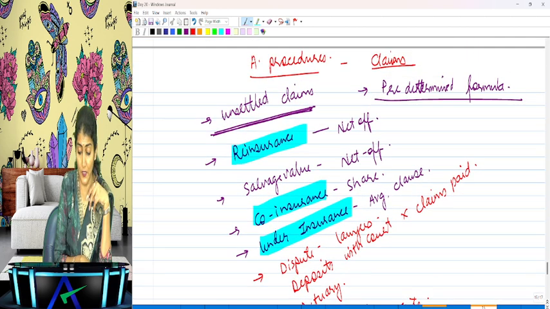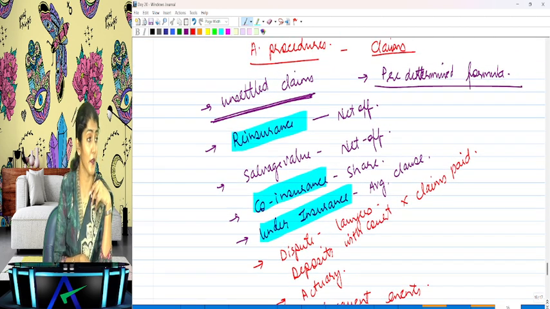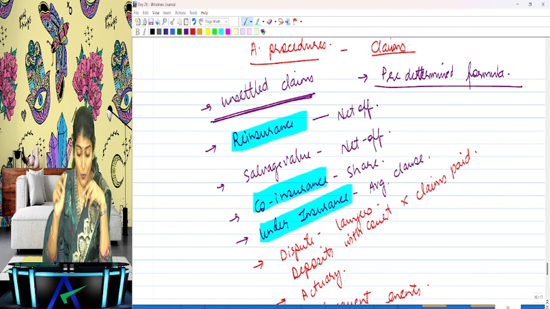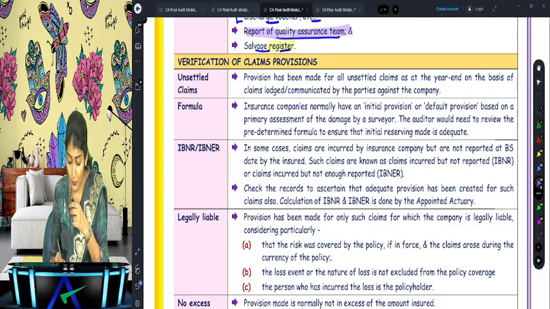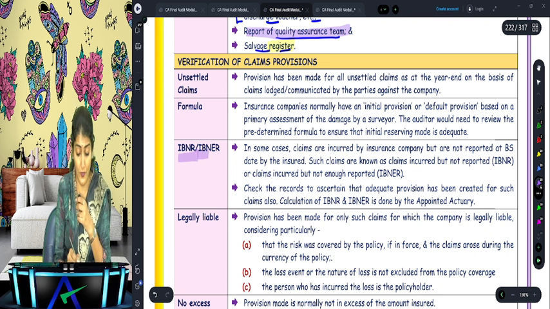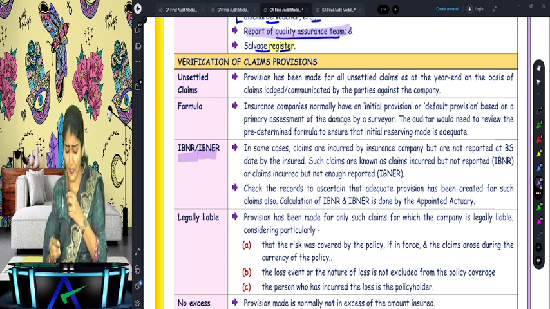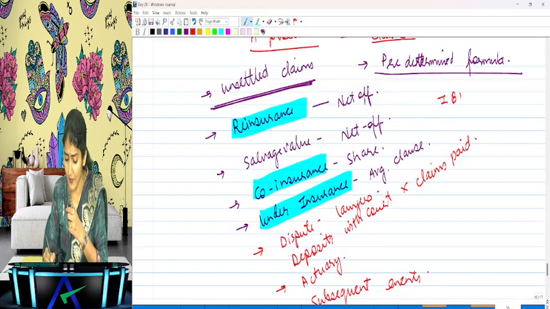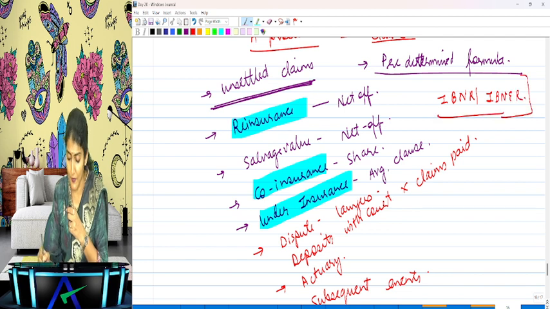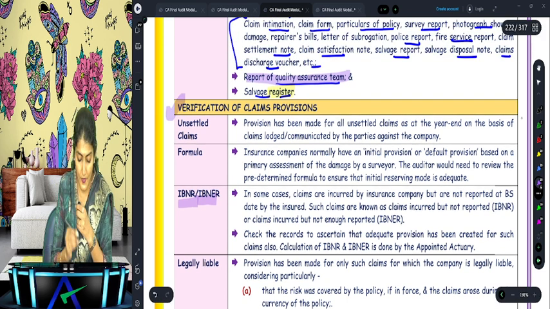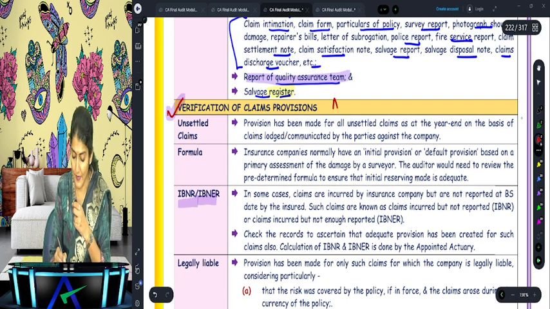Now what happens? Only when you've studied, you're able to write down these points in your exams. Then only this terminology will come in your answer: unsettled claims, predefined formula, reinsurance, co-insurance, underinsurance. Then they also talk about incurred but not reported claims, and incurred but not enough reported claims. So even for them, the claims provision is required to be done. So verification of the claims provision, has it come as a question in your exams?